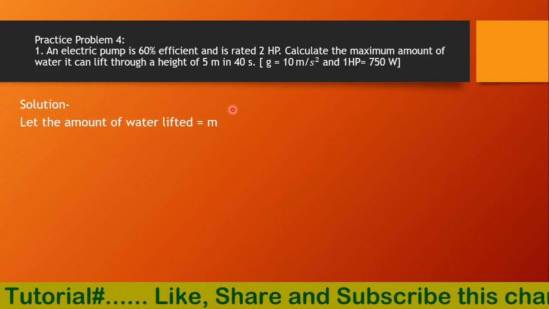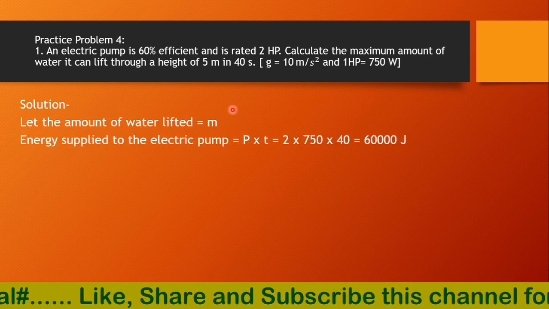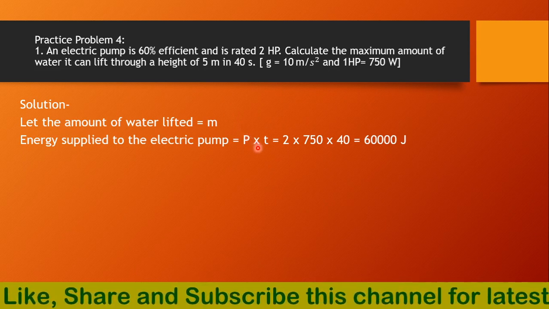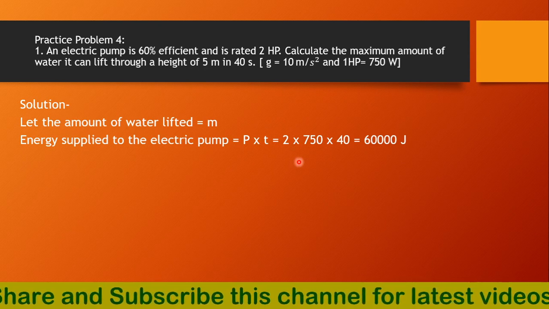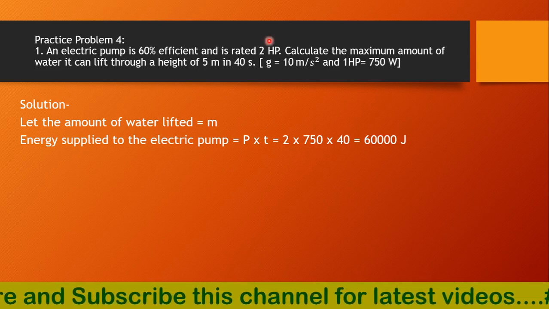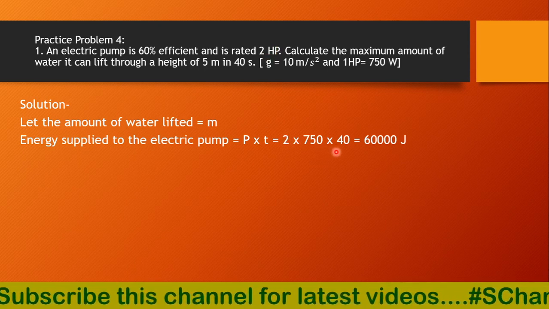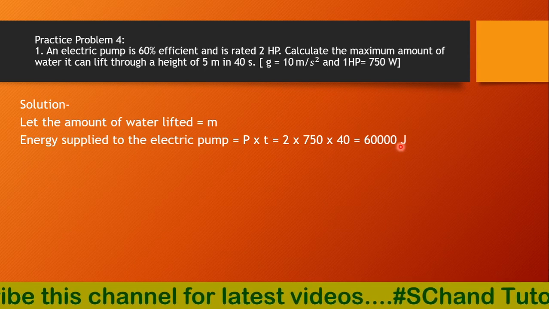Then we have the solution. Let the amount of water lifted be M. So energy supplied by the electric motor is equal to P into T, power into time, because power is equal to work done over time or energy supplied over time. So it is equal to 2 into 750. Why is it 2 into 750? Because 2 horsepower is given. So it is 2 into 750 into 40, time is 40. So it will come out to 60,000 joule.